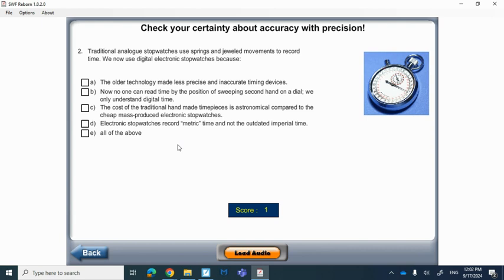This one here is like a hit and miss. They basically say that like this older technology of a stopwatch, why isn't it used anymore, and so on. So it's less precise, inaccurate. The older technology made less precise and less accuracy. Not really. You can still see where the needle ends up, right? No one can read the sweeping dial. We only understand digital. Like, I hope that's not the case. Sometimes it's the case for time these days for people, but analog clocks are a challenge for some people these days. It's worrying to me. The cost of traditional handmade timepieces is a lot more than mass-produced electronic stopwatches, and that's the one that makes sense. Okay, obviously they're not recording metric time and so on.